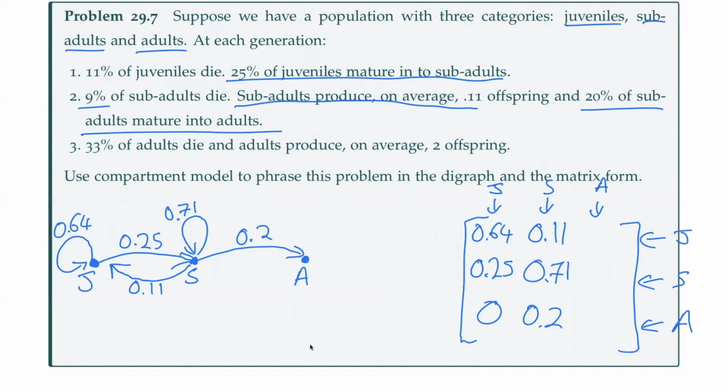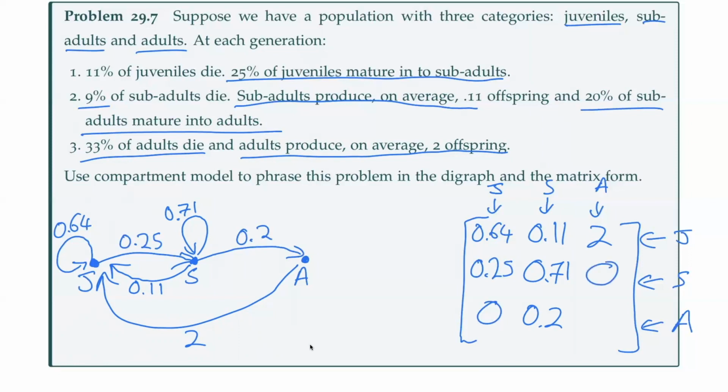And then lastly, we're told that 33% of the adults die, and adults produce on average 2 offspring. So we're going to have an arrow going from A to J, 2. That goes up in here. There's no de-aging, so adults don't go into sub-adults. This is entry 0 here. There's no arrow going from A to S. And then we need to account for those adults that die. So 33% die. We do 100 minus 33, which gives us 67. So 67%, or a proportion of 0.67, stay as adults. That's this entry here.